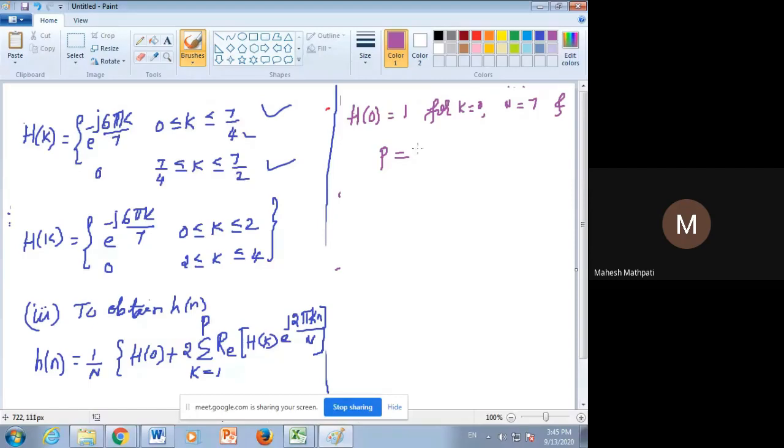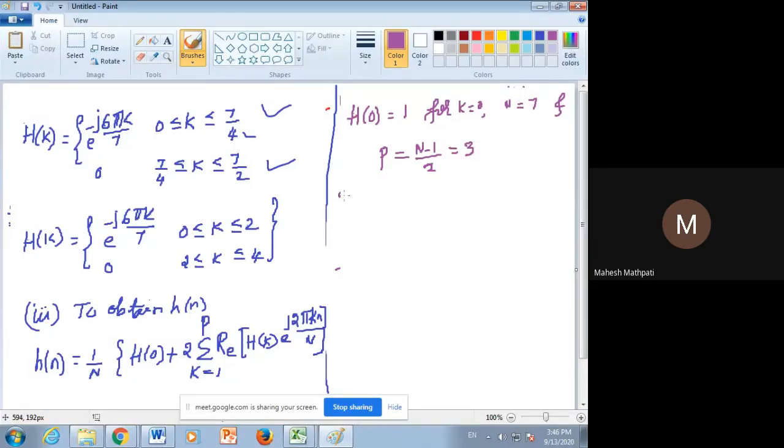What is the value of p? 3. 3 it is. So it is n minus 1 by 2, which we are writing simply as 3. Have you understood these points? पता चला h of 0 equals to 1 कैसा है? अगर k का value 0 लिया, so at 0 this value is going to become 1. So I am writing it is 1.